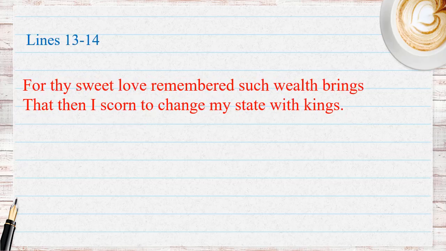"For thy sweet love, remembered such wealth brings, that then I scorn to change my state with kings." These are the final couplets of Sonnet 29. The final couplets summarize the previous 12 lines. The fair youth's love is the only thing that brings the speaker happiness. The love of the friend makes him so happy that all the wealth of a king would not be better.